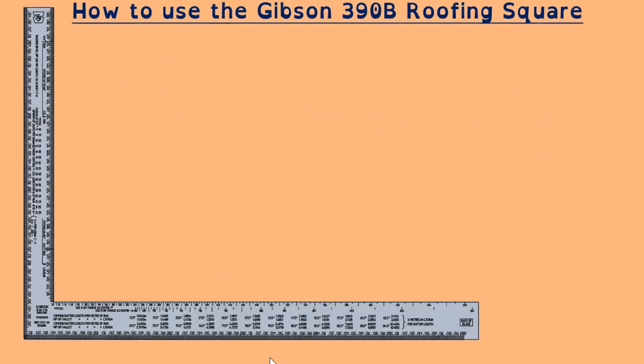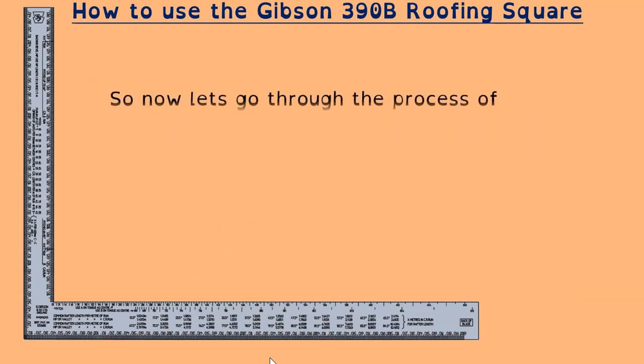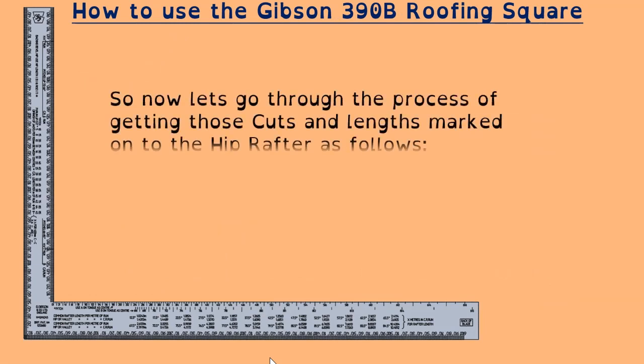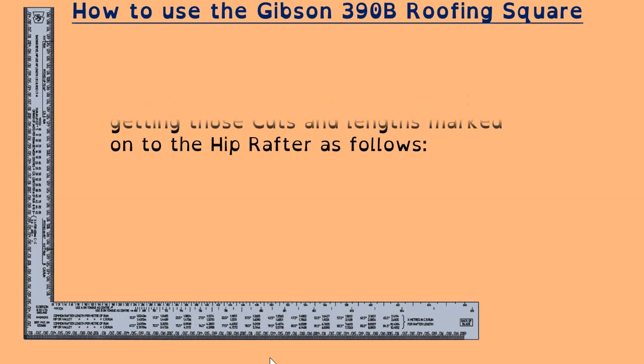So there's our fascia cut being marked. So now let's go through the process of marking those cuts and lengths onto the hip rafter. Very similar process, just there's a few more deductions, etc. we have to be aware of. So we'll delve into that here now.